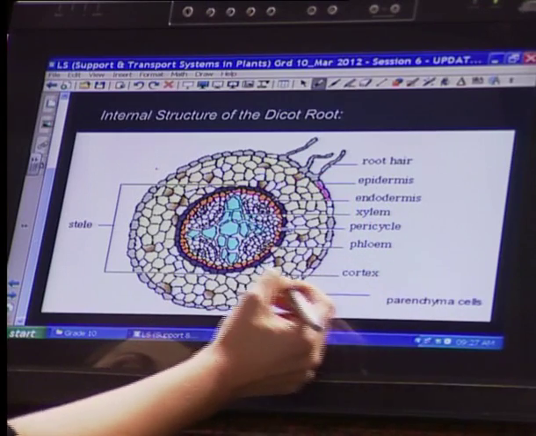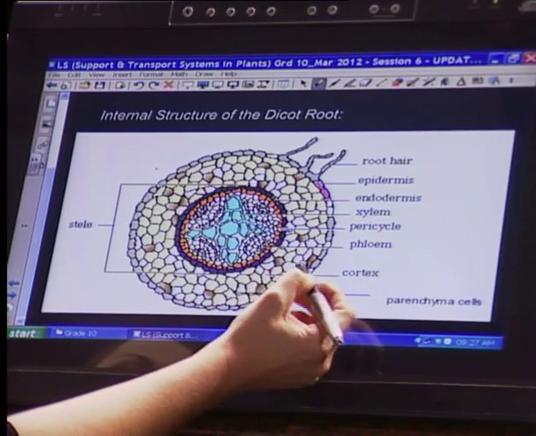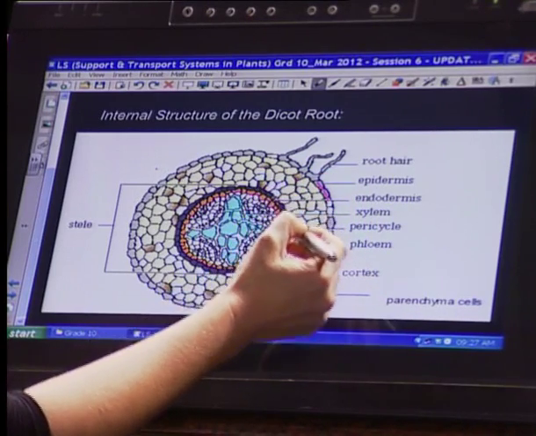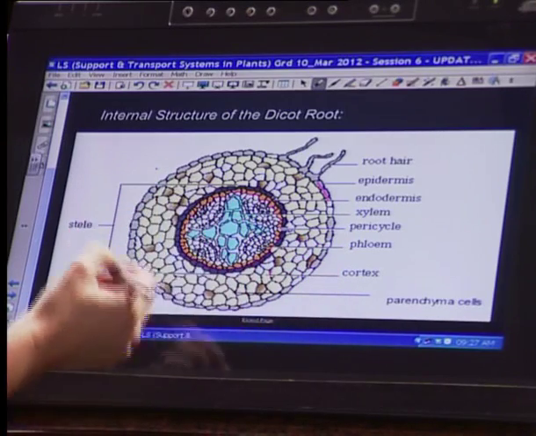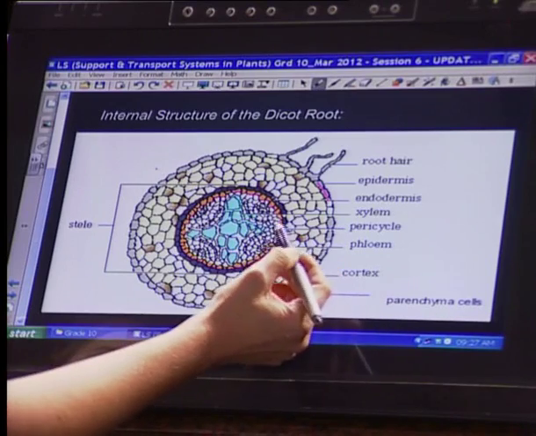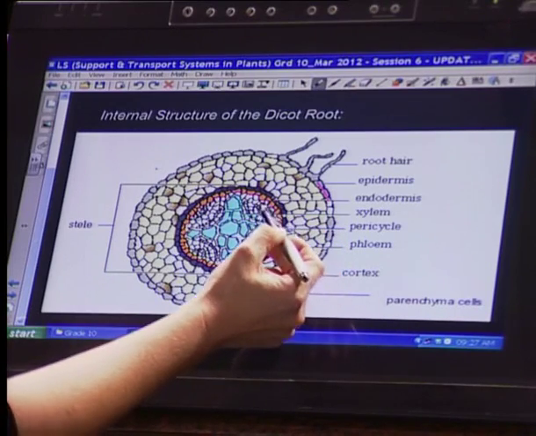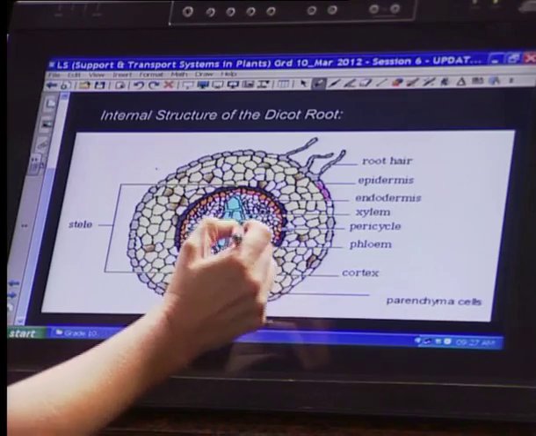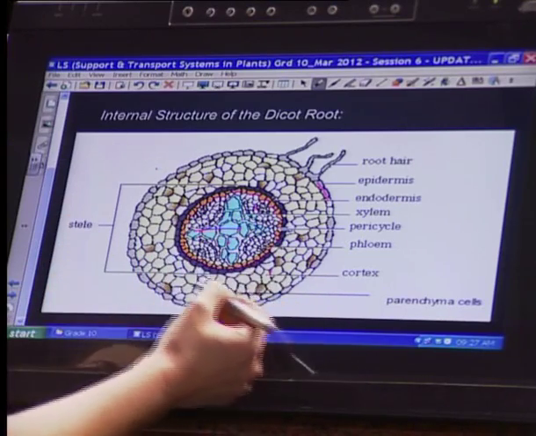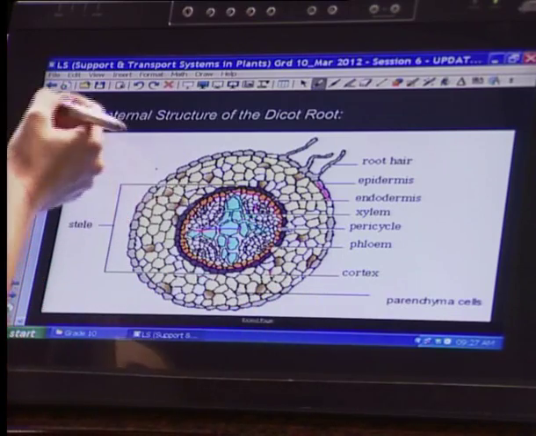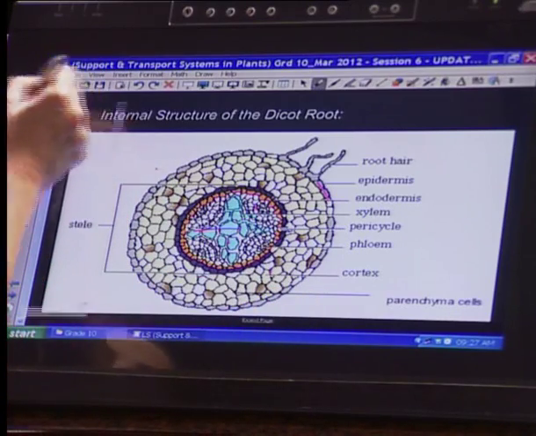Then you get your cortex. After your cortex, you get your endodermis, which also has the Caspian strips in them. We're going to look at the functions of each of these just now. Behind your endodermis, you get your xylem and your phloem and the pericycle. And then the parenchyma cells as well, that makes part of the cortex. So let's go look at the functions of each of these cells.